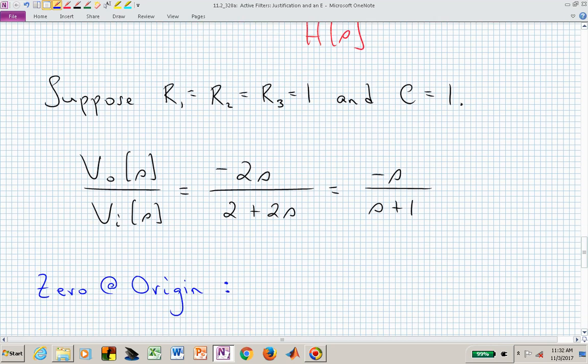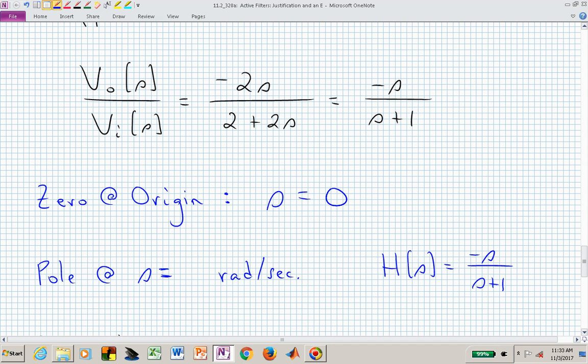We have a 0 at the origin, because if we set the numerator equal to 0, that is true when s is equal to 0. So there's our 0 at the origin. And now where is our pole? Well, for the pole, we simply have to set the denominator equal to 0. We just have one denominator factor. It's linear in s. So we have s to the 1 plus something, and that plus something is actually our pole. So now we have a pole at minus 1, and that gives us now our transfer function H of s is minus s over s plus 1.